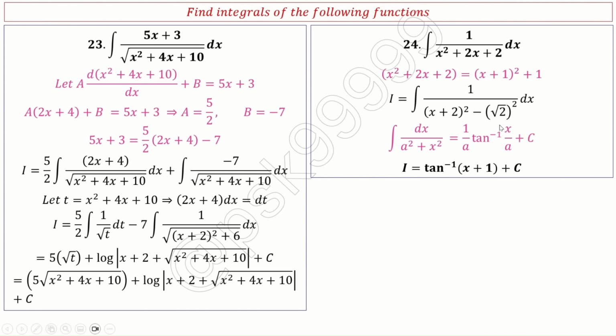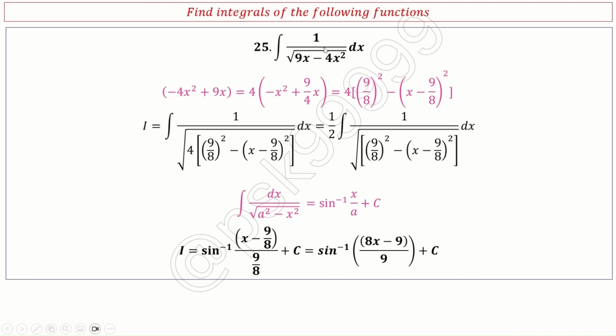Okay, sorry, I think I made some mistake. This is not root 2. I think this is completely wrong. This is not the one. Integration of 1 by (x plus 1) whole square plus 1, (x plus 1) whole square plus 1. Okay, that is what I should use here. So this is wrong actually. You can do it yourself. Okay, you will get the correct answer.